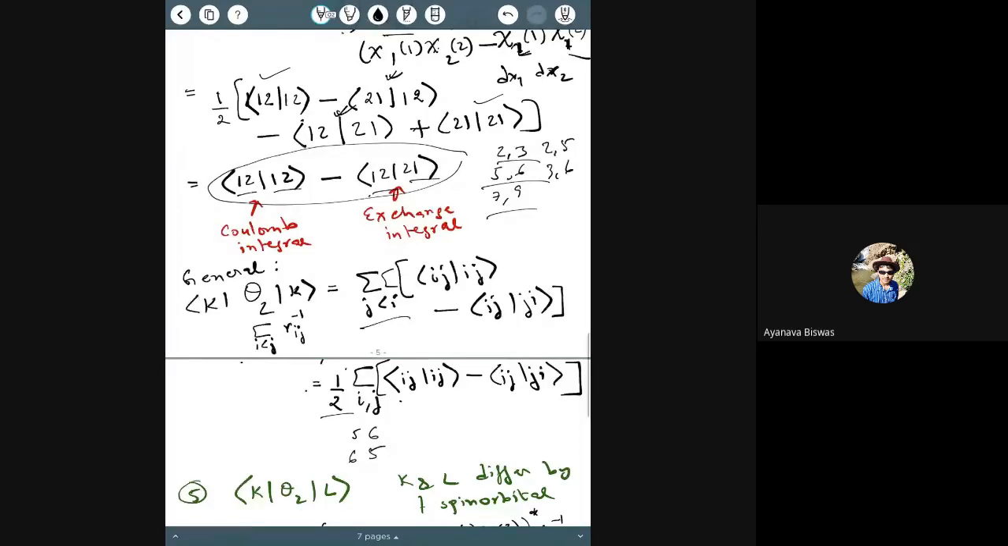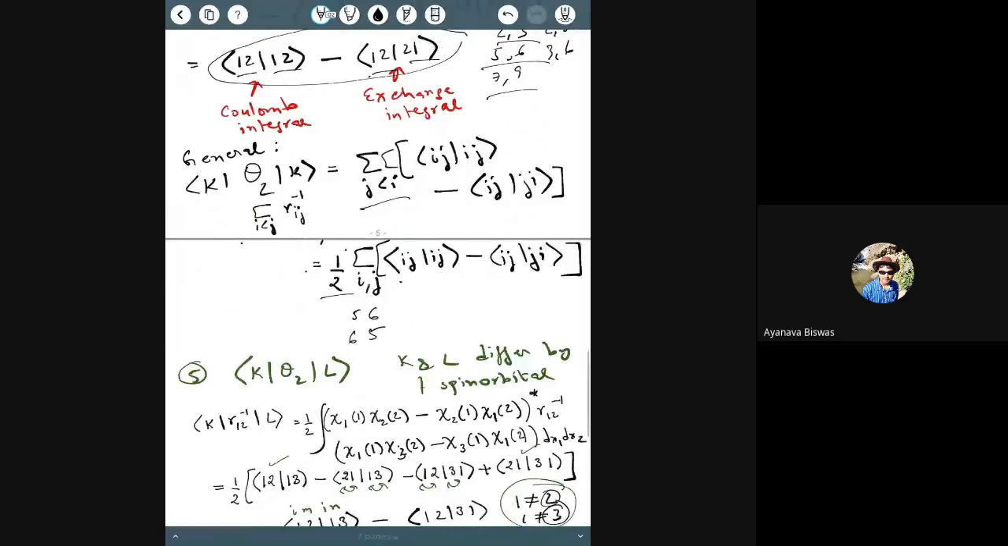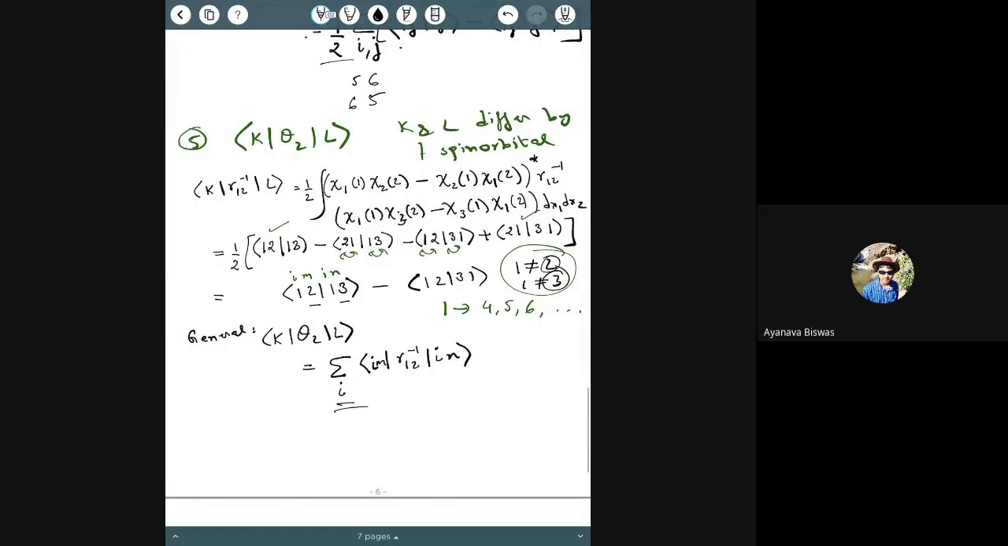But here, you see, you have one. So electron number 1, it is the common orbital in K and L, and there are many common orbitals in K and L. So the sum will go over all the common orbitals in K and L. But the second index here, that is the 2 and the 3, that is one particular orbital which is different.